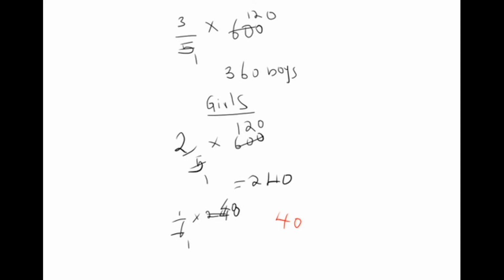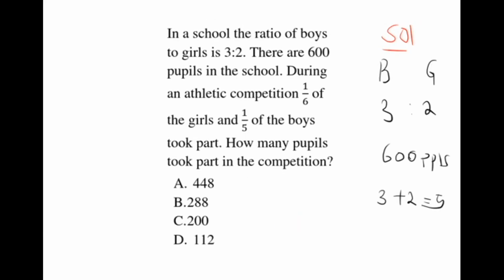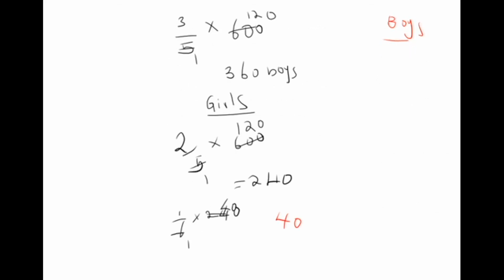Let's get the number of boys who took part in the competition. We are told that a fifth of the boys took part. Therefore, we shall have 1/5 of all times the total number of the boys, which is 360. Therefore, we can simplify by 5, 1, by 5, 72. So the number of the boys who took part in the competition are 72.